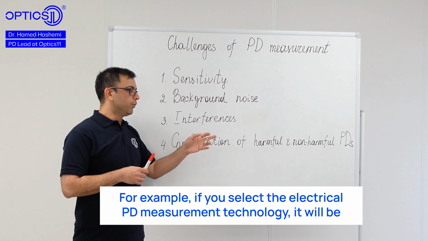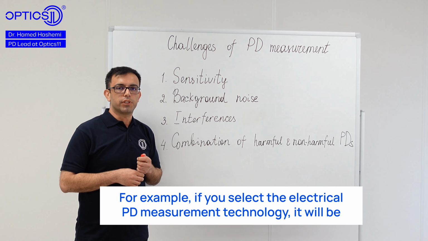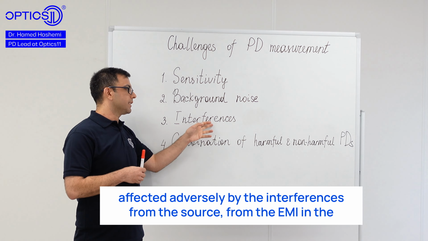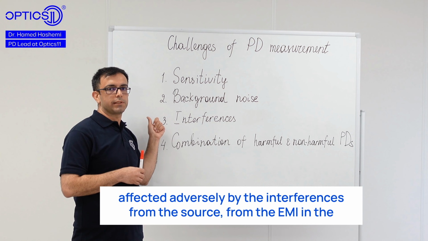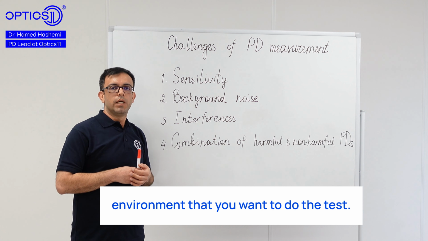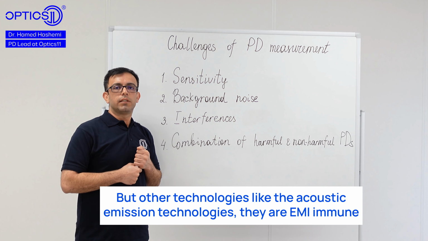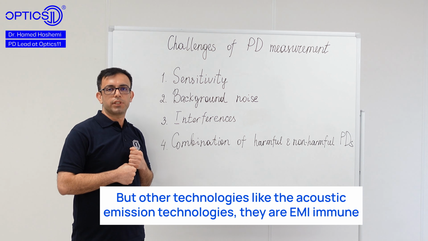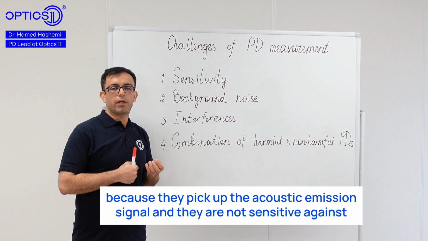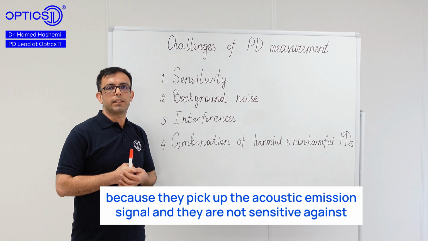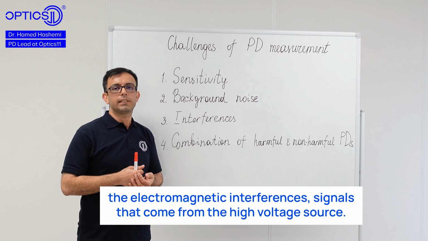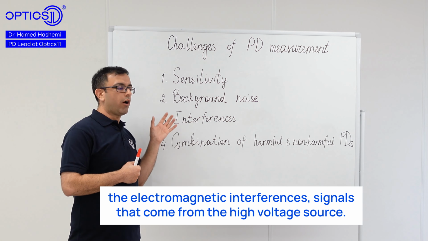For example, if you select the electrical PD measurement technology, they will be affected adversely by the interferences from the source, from the EMI in the environment that you want to do the test. But other technologies like the acoustic emission technologies, they are EMI immune because they pick up the acoustic emission signals and they are not sensitive against the electromagnetic interferences, signals that come from the high voltage source.